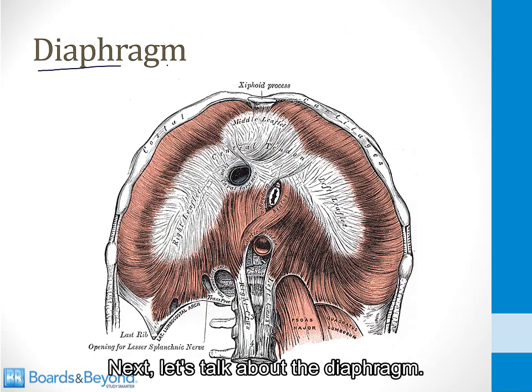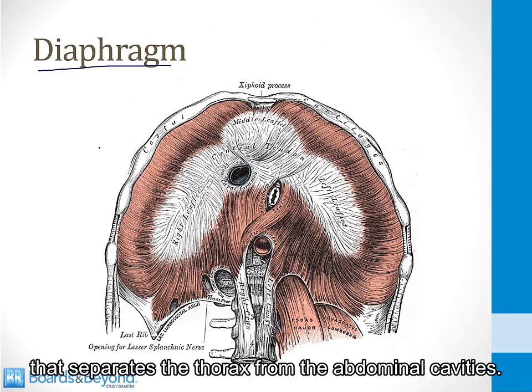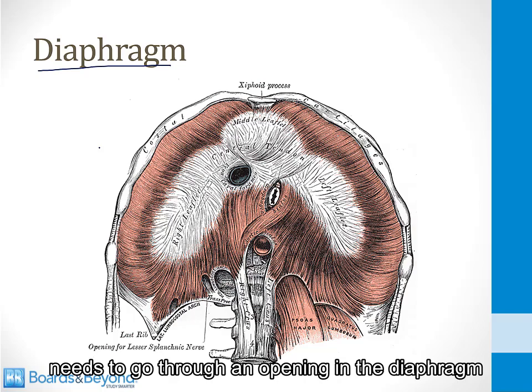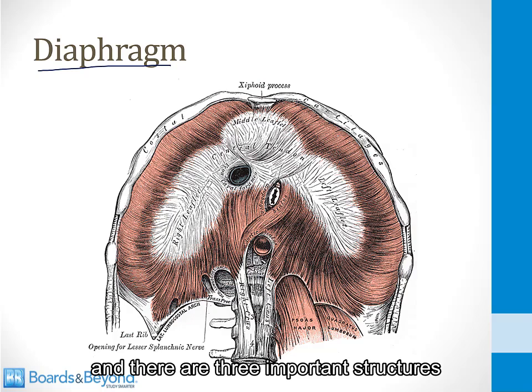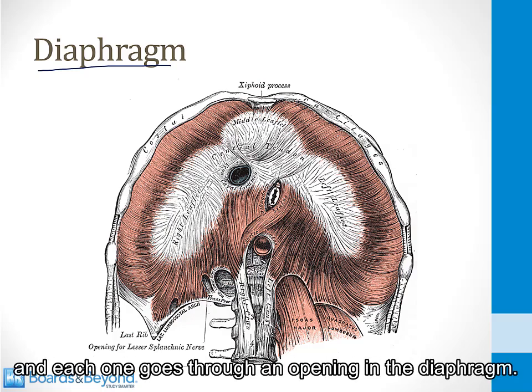Next, let's talk about the diaphragm. So the diaphragm is a muscular structure that separates the thorax from the abdominal cavities. So any structure that needs to pass from the chest into the abdomen needs to go through an opening in the diaphragm. And there are three important structures that need to pass from the chest into the abdomen, and each one goes through an opening in the diaphragm.